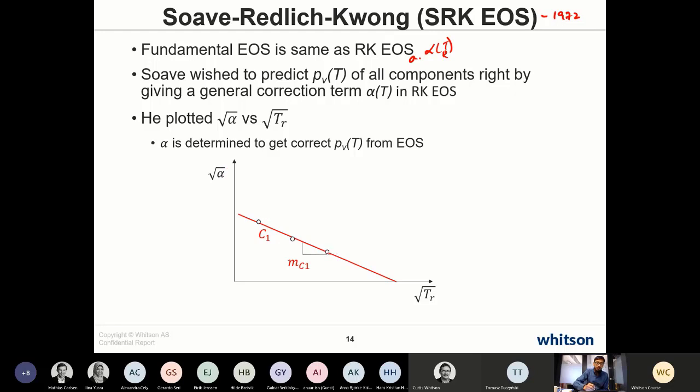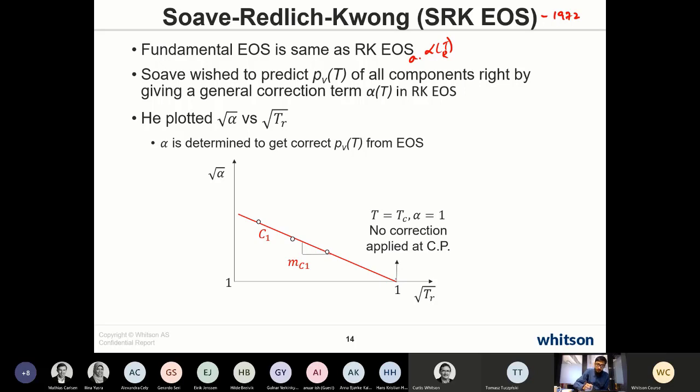So at this temperature, what is the alpha value that is required to calculate the right vapor pressure? Same goes at this temperature and this temperature, for example. And it's just a straight line. And then he started calculating the slope of this straight line.